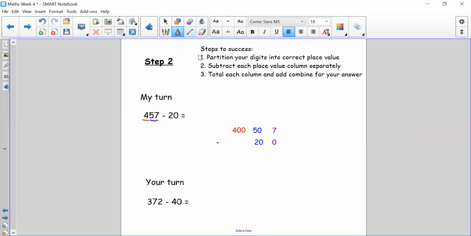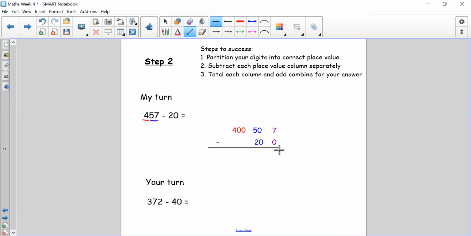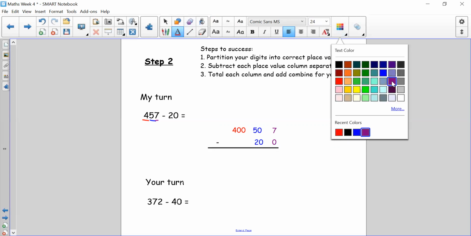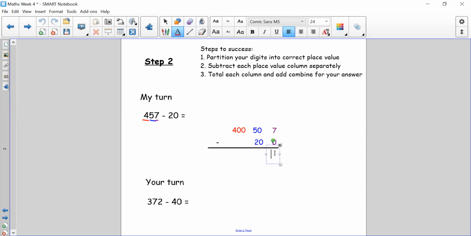Okay, now let's subtract. We need to subtract, so let's go. Let's start with our ones first. Remember, we always start in our ones column. So 7 take away 0 is going to be 7. Well done.